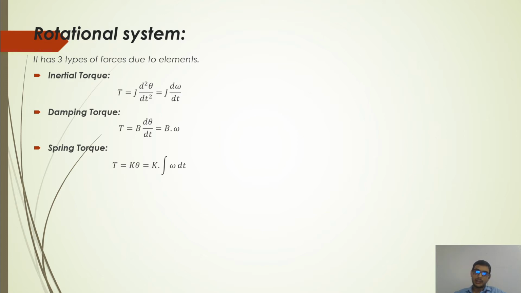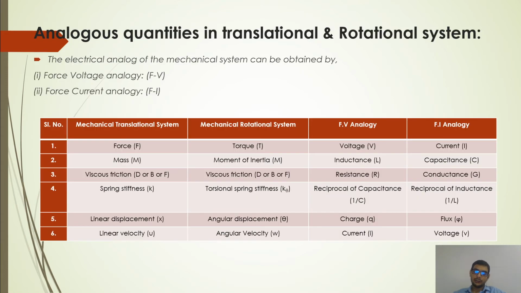And similarly, in case of a spring, it is equated with k times theta, or k times the integration of omega dt. That is the amount of displacement taken over a time.